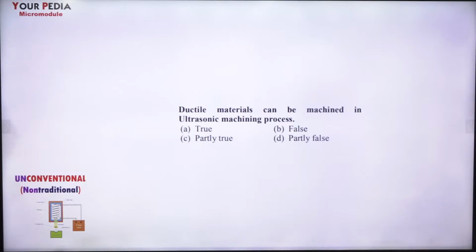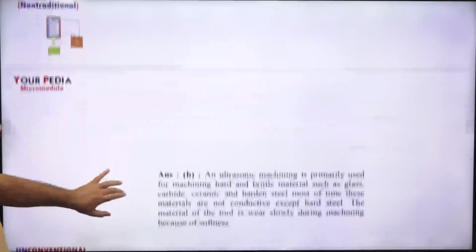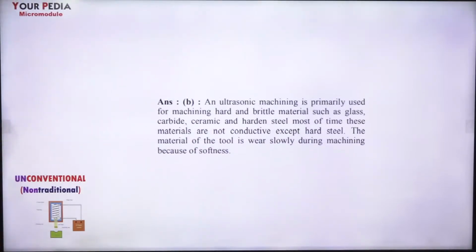Ductile material can be machined using ultrasonic machining: true or false? So the answer is false. Ultrasonic machining is used to machine hard and brittle materials, something like glass, carbide, ceramic, hardened steel. And these materials are not conductive.